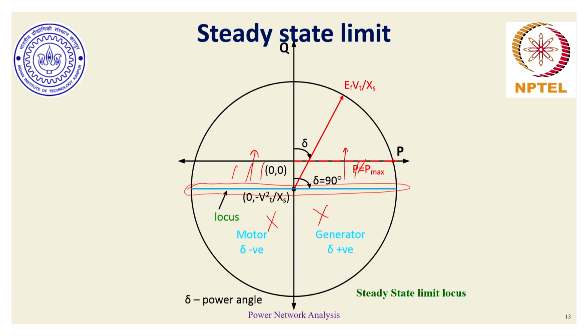Now, is there a way to find the equation which identifies this blue line, similar to the locus line for the field current limit or the armature current limit? If you closely look, this blue line is parallel to the P axis and it is crossing the Q axis at the point 0, minus Vt squared by Xs. So if there is a line which is parallel to the P axis or x axis, its equation is by default in terms of Q or the y axis.